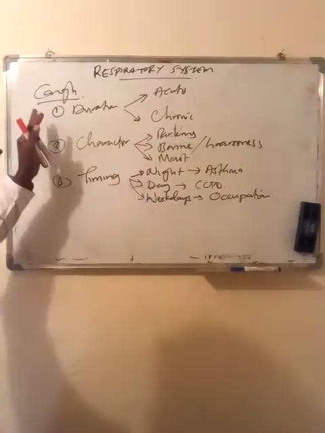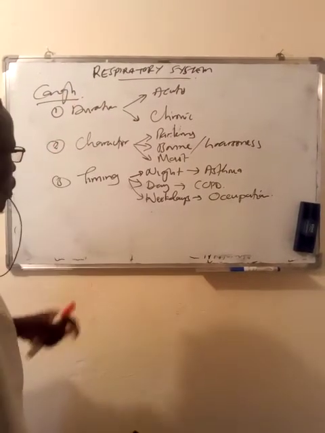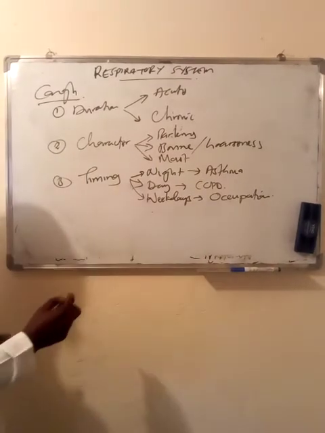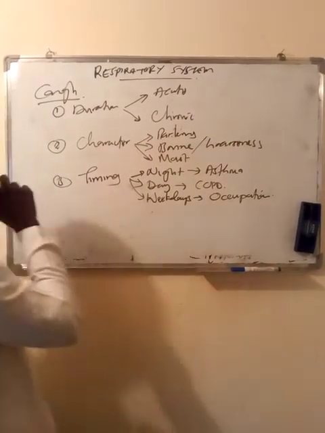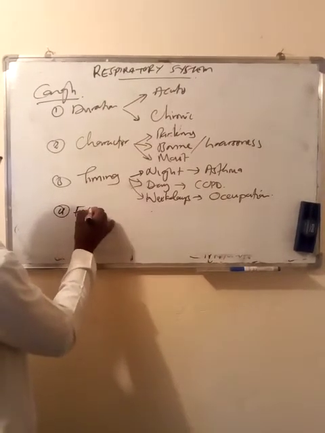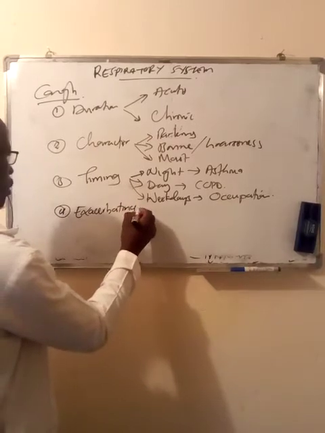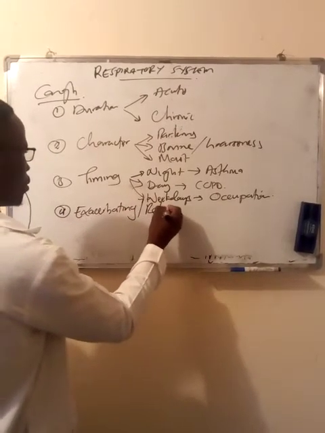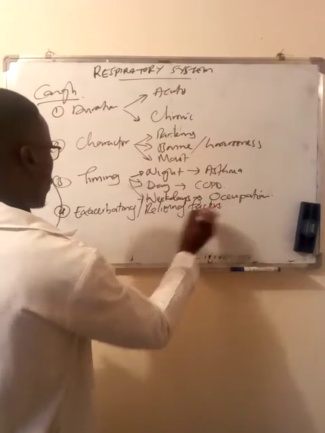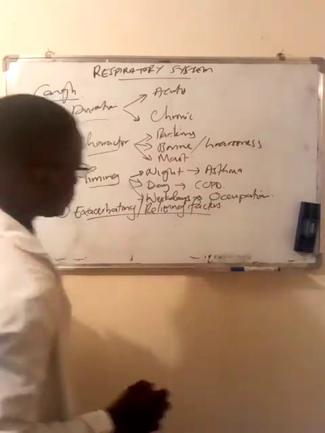So like we have mentioned, under cough, we look at duration, we also look at character, then we look at timing. Then the next thing that we want to look at under cough is the exacerbating factors. Exacerbating and relieving factors. Okay?